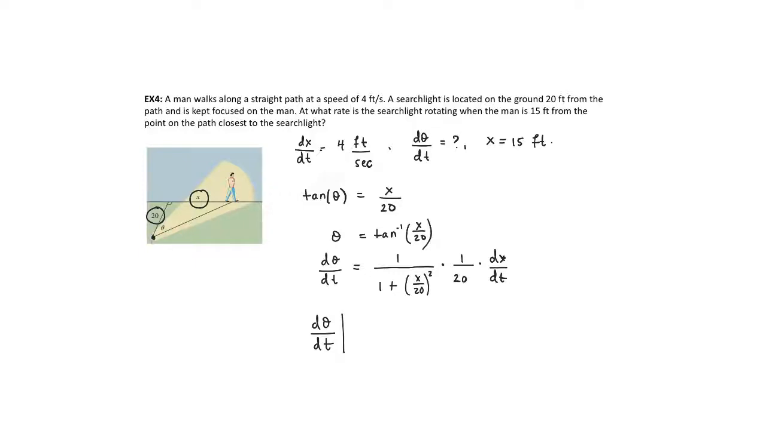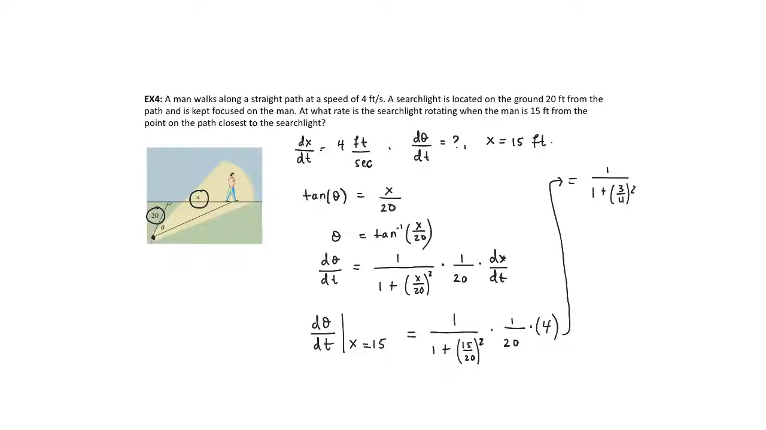Now that I have that, all that I have to do once I've differentiated is to substitute the value of x. So when x is equal to 15 feet, we're going to have 1 divided by 1 plus (15 over 20) squared, times 1 over 20, times the rate of change of x with respect to time, which was given to me as 4. Continuing here, this is equal to 1 over 1 plus (3/4) squared, times 1 over 5. And when I simplify all of this, I end up getting 16 divided by 125.